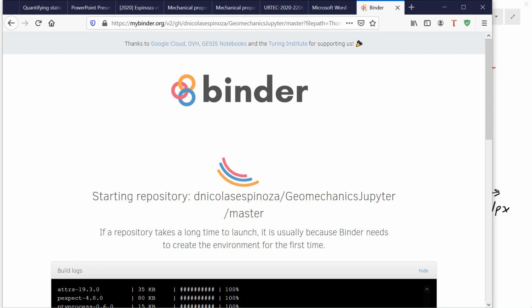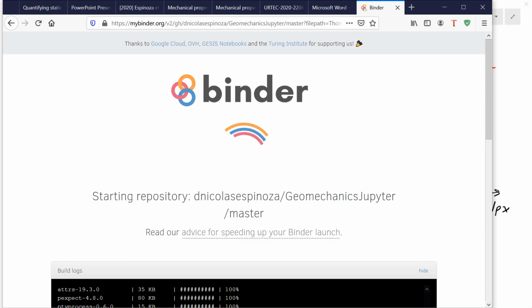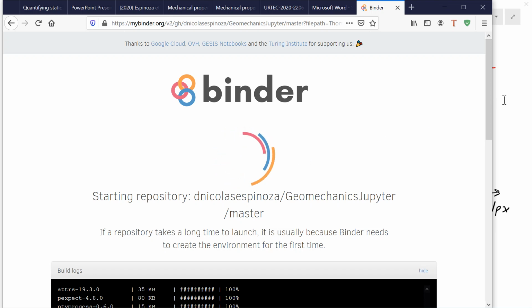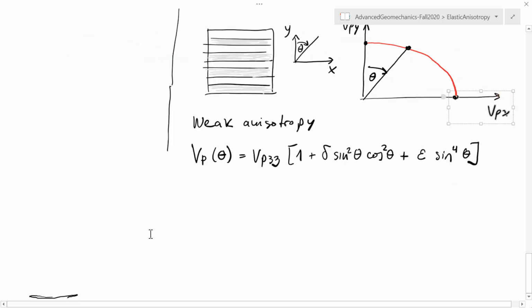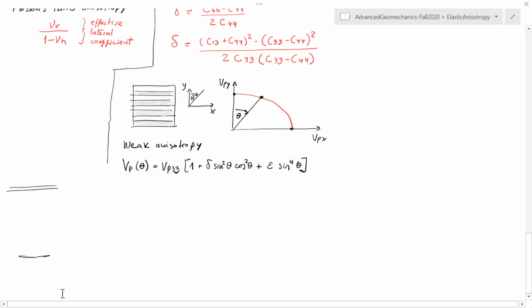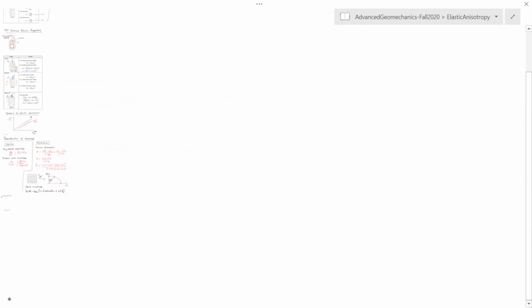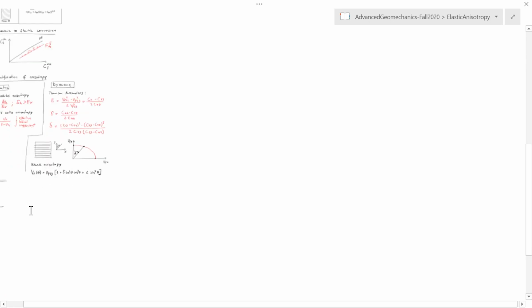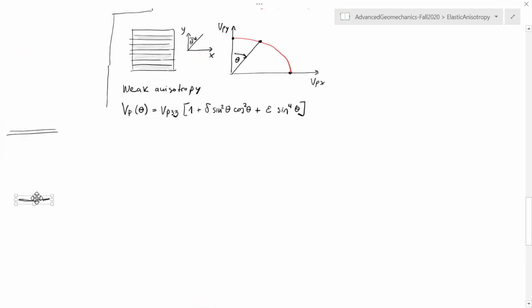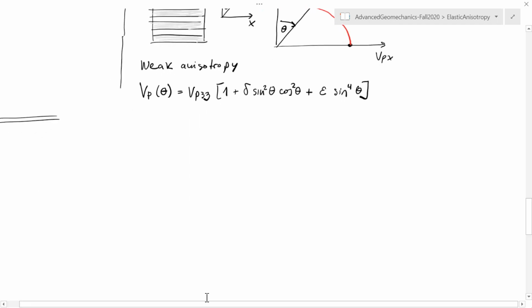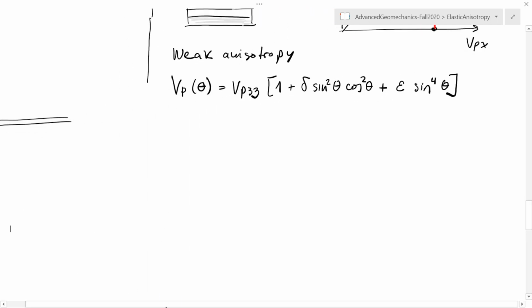Okay, so now that we have seen how to quantify this anisotropy, let's try to see some models that actually explain why a layered rock might be softer in vertical direction than in horizontal direction. And in order to solve that, we're going to solve what are called the isostress and the isostrain problems for layered formations.